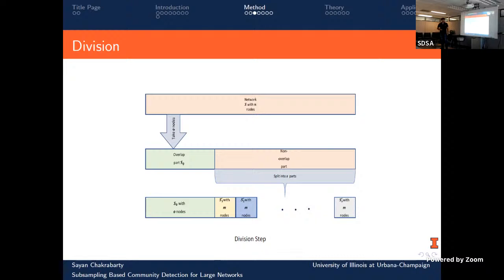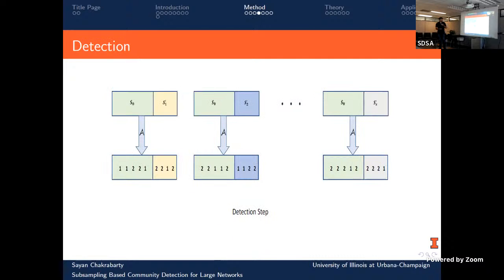So we have one overlapping part with O nodes and S many non-overlapping parts, each with M nodes. Then in the detection step, we form the subgraphs. As we stitch, we just attach the first non-overlapping part with the overlapping part, the second non-overlapping part with the overlapping part, and so on. So on all these subgraphs, the overlapping part remains the same, and we just have a different non-overlapping part, and we apply our algorithm, any suitable algorithm, and then we get the community levels. Here we assume that there are only 2 communities, so we get either 1 or 2 as the community levels. So this is the detection step.